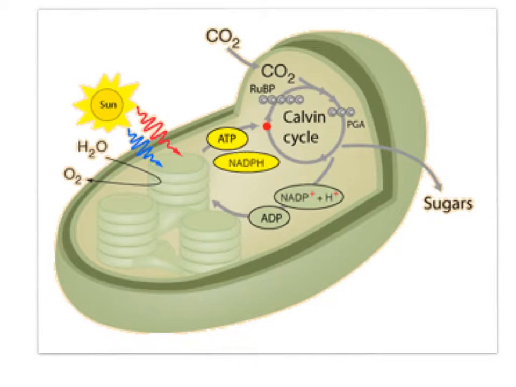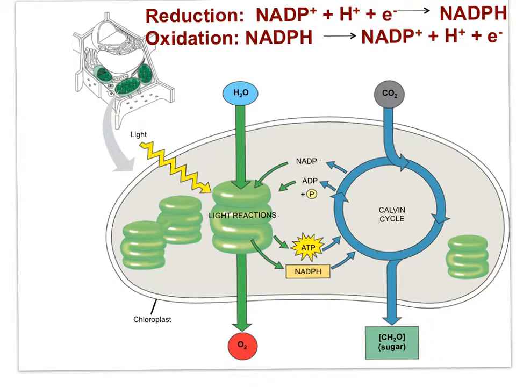The ATP is used for energy, and the NADPH is used as a reducing agent. Carbon dioxide, an input into the light-independent reaction, is fixed into carbohydrates, carbon-containing compounds with chemical energy. The ADP and NADP plus cycle back to the light-dependent reactions. This is a nice slide to study.